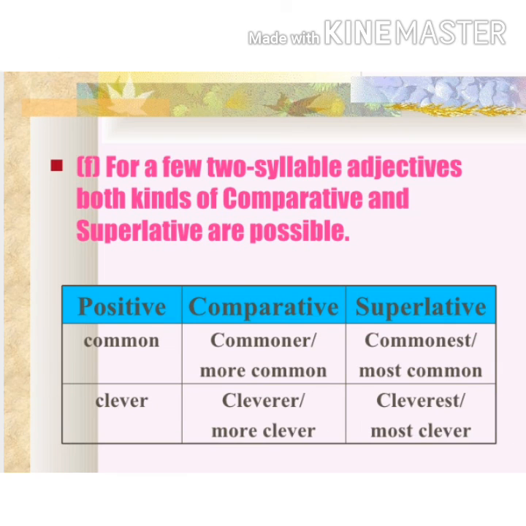Now let's see point number 6. For a few 2 syllable adjectives, both kinds of comparative and superlative are possible. For example, common, commoner or more common, commonest or most common, clever, cleverer, cleverest, or more clever or most clever.